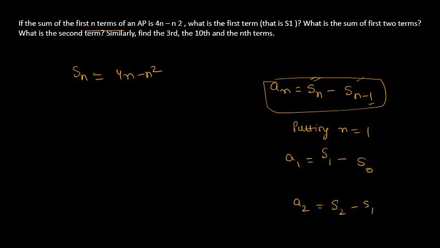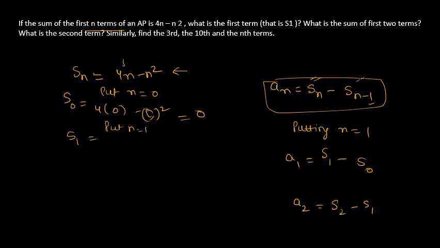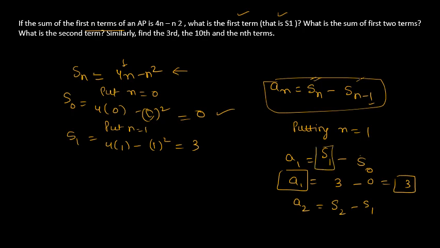So first of all, find out S0. What will it be? Just put n as 0. So 4 times 0 minus 0 square, so it is 0. Correct. What will be S1? Just put n as 1. So 4 times 1 minus 1 square. 4 times 1 is 4. 4 minus 1 is 3. Right? So your a1 will become S1, which is 3, minus S0, which is 0. So a1 is 3. First term you have got. First term can be said as S1 also, because S0 is 0. So a1 is equal to S1.